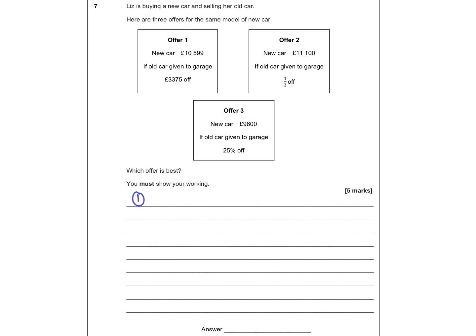Okay, most people did really well at figuring out offer 1. So offer 1 is just going to be 10,599 minus 3,375. All right, I'm going to grab my calculator because I don't have that here. One second. So that is going to give us £7,224. And like I said, that one was generally well answered. Some people who were really successful also wrote down the prices beside the offer so it was easier to see.